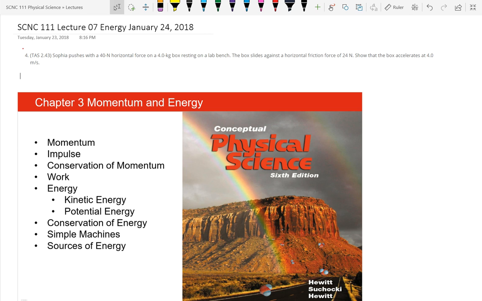So Sophia pushes the box. The first thing that you should always do in solving a problem that has forces on it is to draw the figure, draw a diagram. So I draw my diagram. There's the box. And then I need to show all of the forces that are acting on it. Remember that free-body diagram: all the forces act on the object I'm interested in. So I have to identify here, what object am I interested in? Sadly, I already told you, but what object am I interested in? The box.